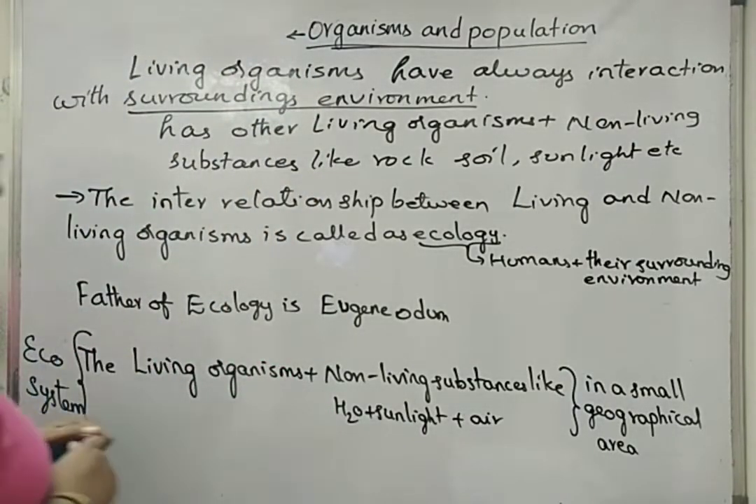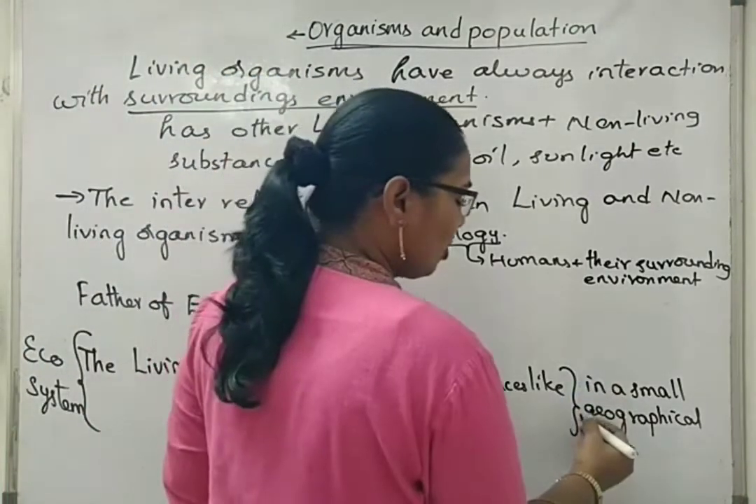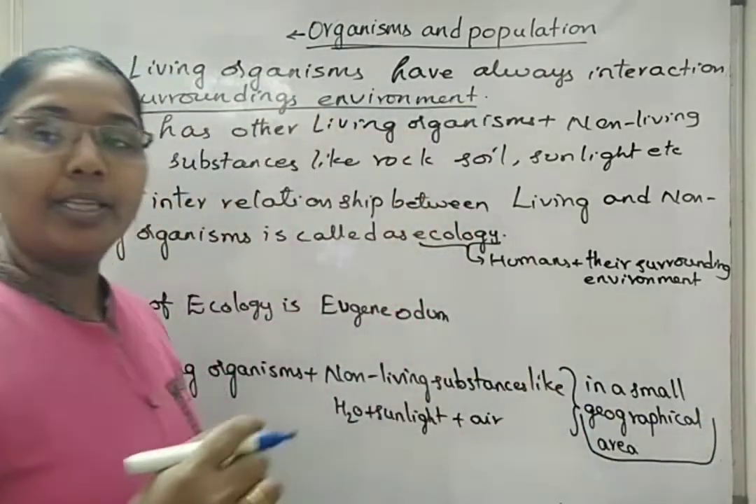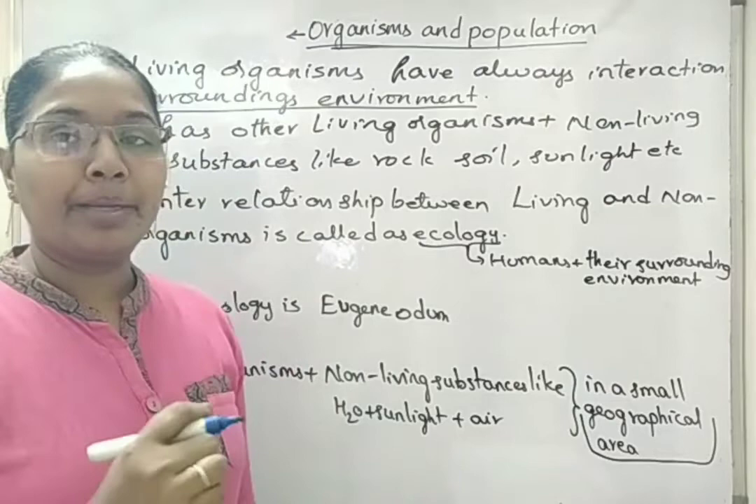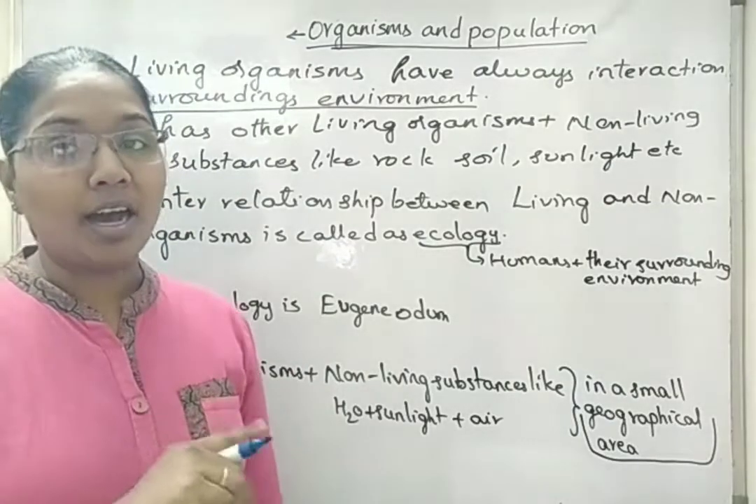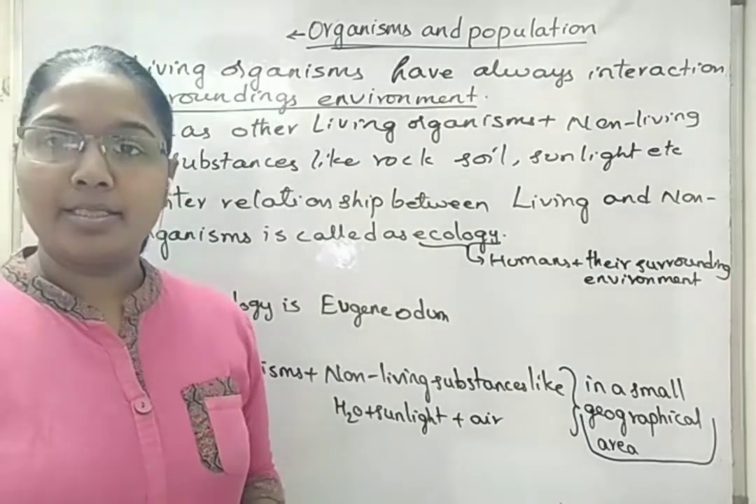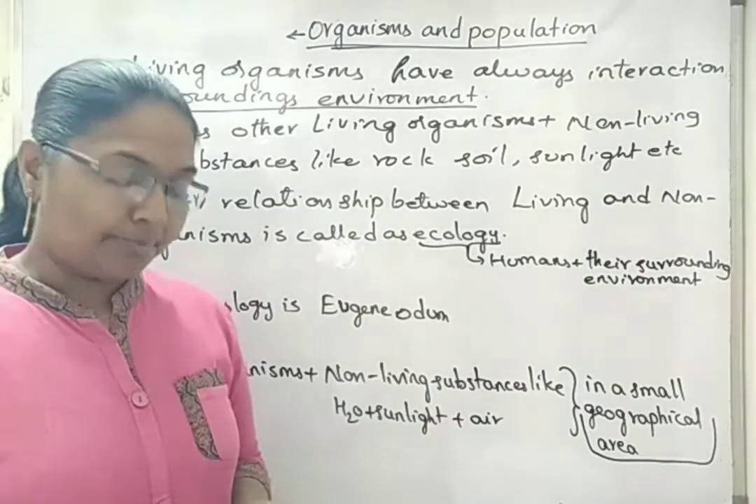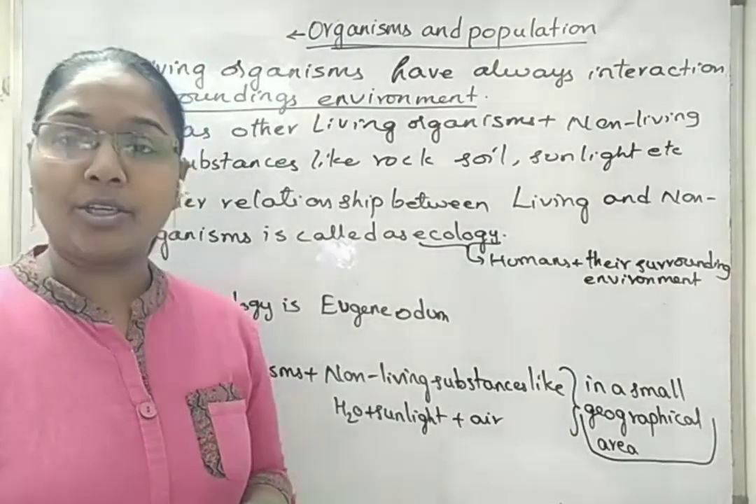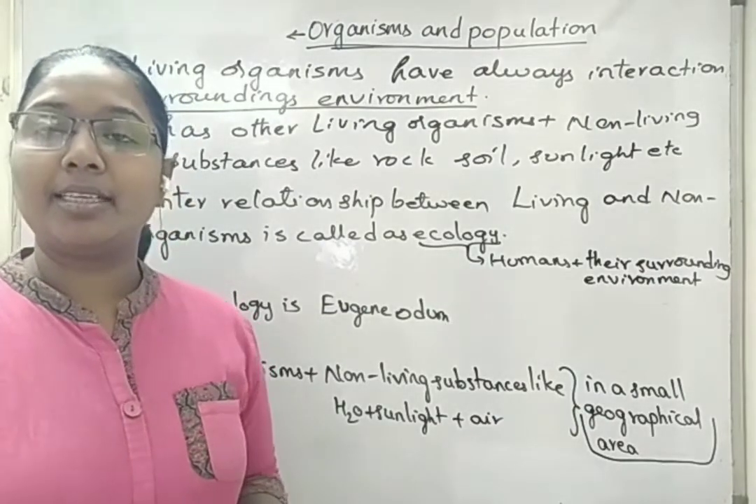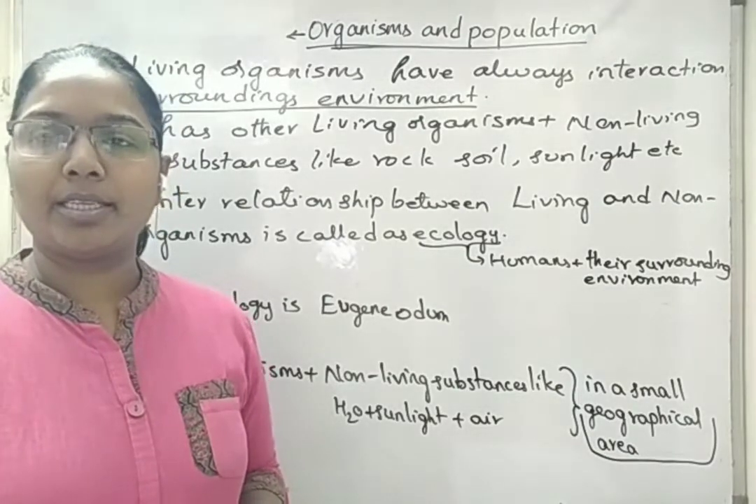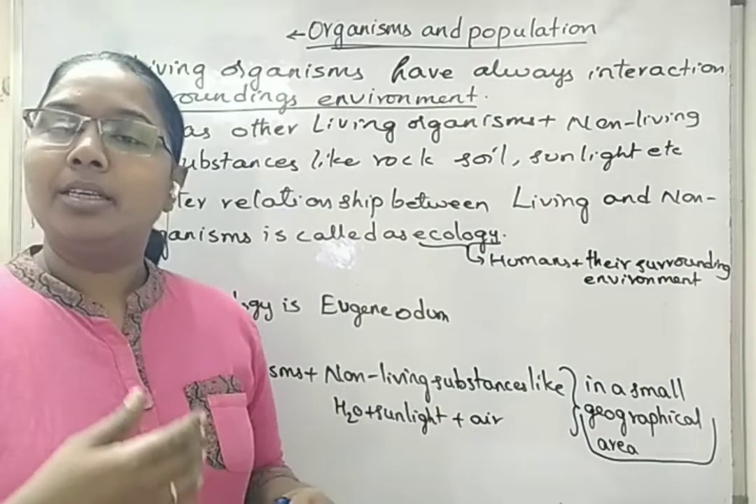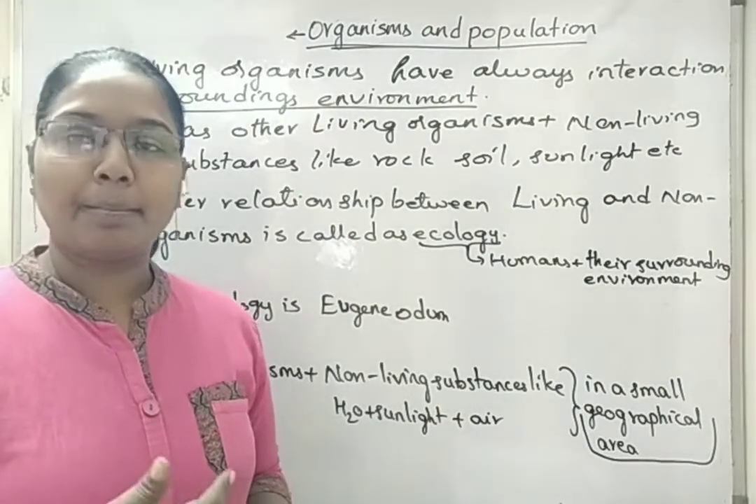Now, here I have used the term small geographical area. When that geographical area is very big, and many ecosystems or one large ecosystem is present in one area, then along with the habitat in which the organisms live, the type of habitat, and the type of adaptations exhibited by the living organisms, all together constitute another term called a biome.